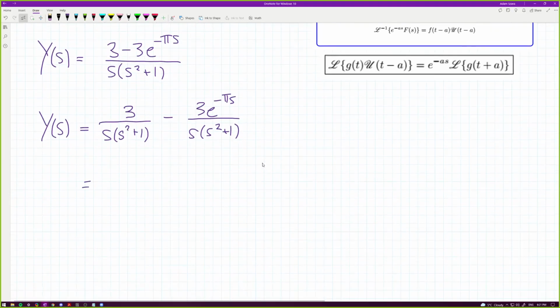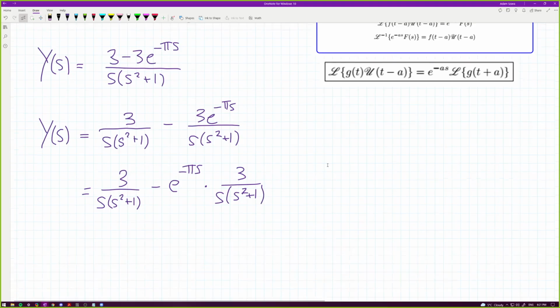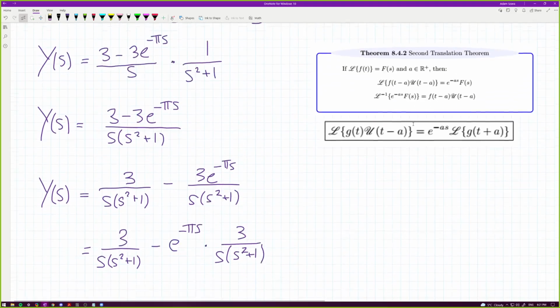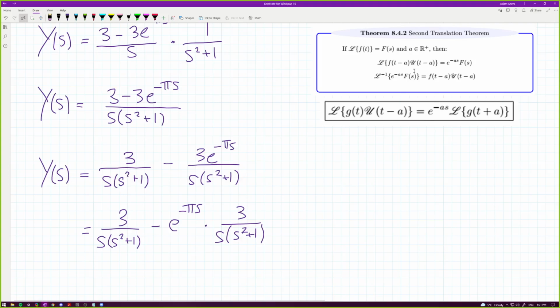First I'm just going to write this 3 over s squared plus 1 minus, and now you can interpret this as e to the negative pi s times 3 over s squared plus 1. And we're lucky here because that's actually one of the translation theorems. Is it this one? No, I think it's the first one. Is it the first one? Laplace inverse of e to the... No, it's not one of the first ones.